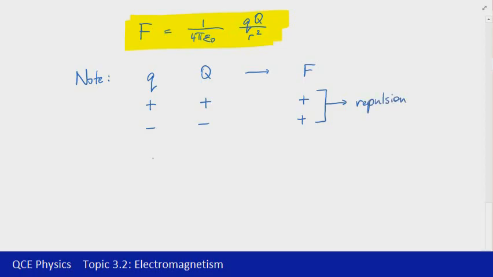On the flip side, if lowercase q is positive and capital Q is negative, then multiply a positive and a negative together and you get a negative answer. If lowercase q is negative and capital Q is positive, similarly we're still going to end up with a negative answer. So if we get a negative answer, that means that the force is going to be attraction.